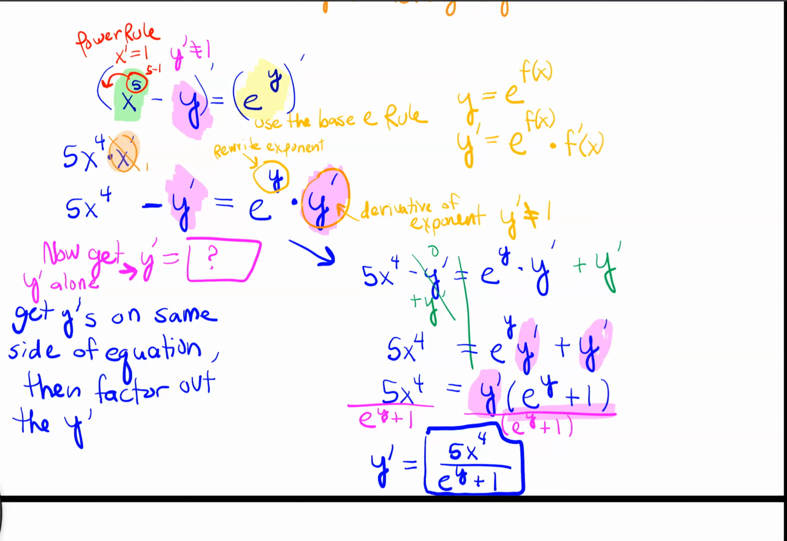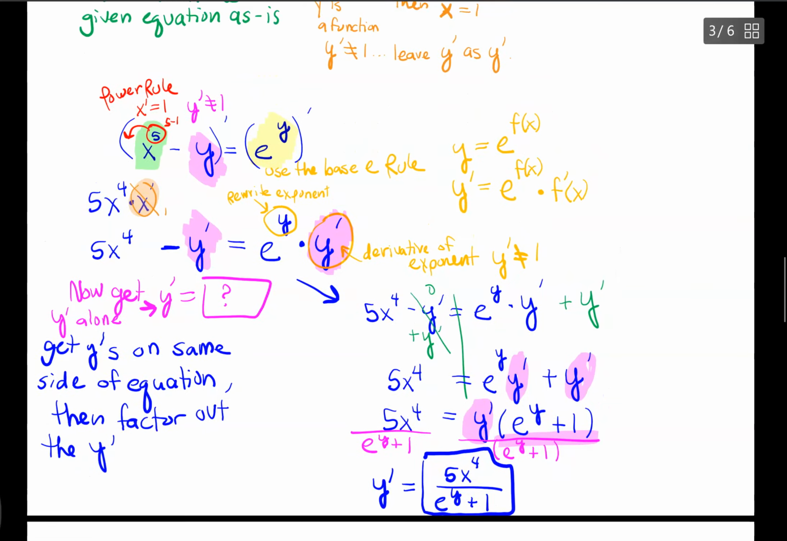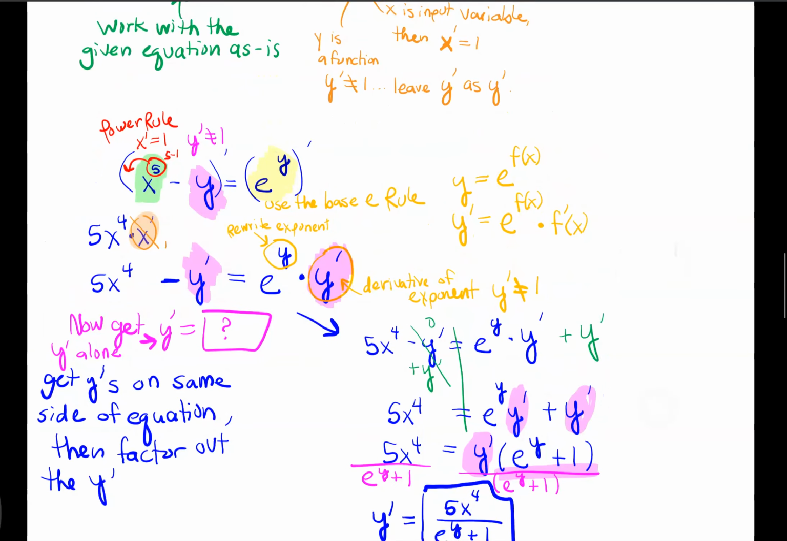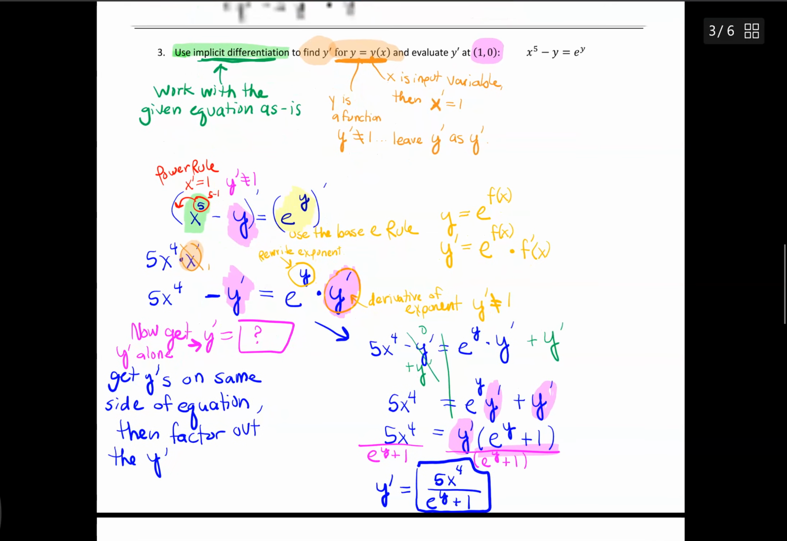But are we done? I don't know. Let me go back. I forgot what the problem said. My problem said, use implicit differentiation to find y prime. We found y prime. Oh, and evaluate it for (1, 0). So now I need to plug in x equals 1 and y equals 0.